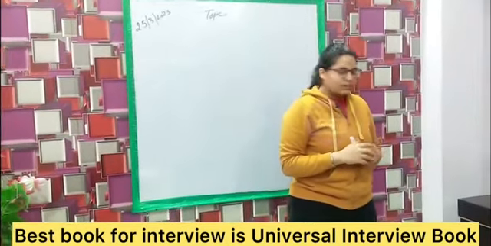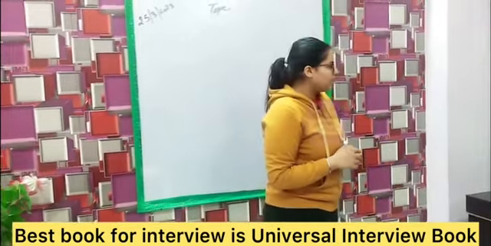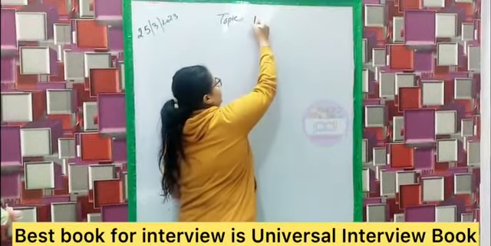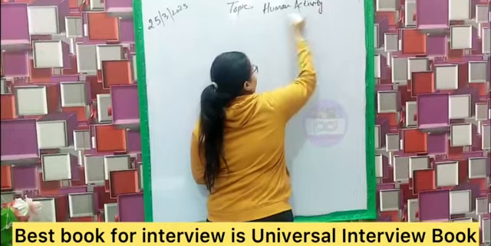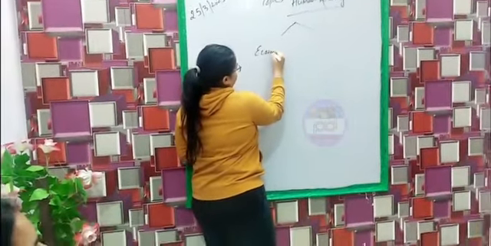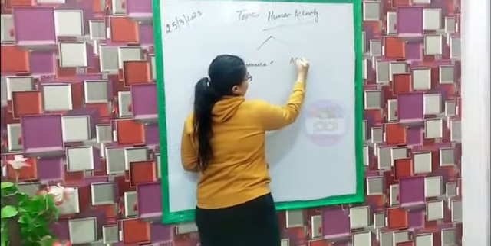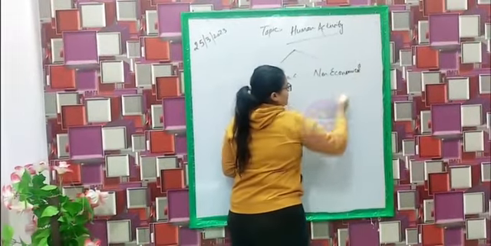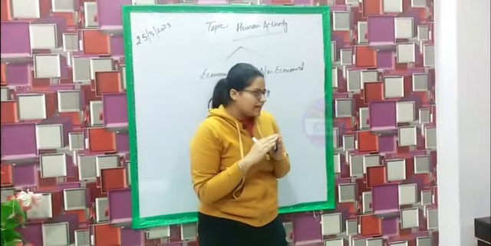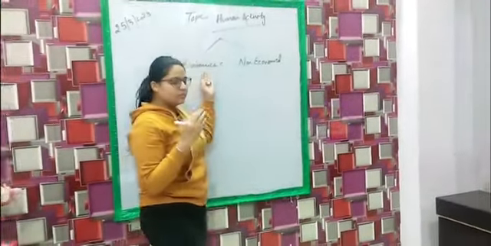Give me some more examples. You go to the park daily with your friends. And you go to dinner on weekends. So today this is our topic. This is called human activities, and these activities are divided mainly into two parts, known as economic activities and non-economic activities.